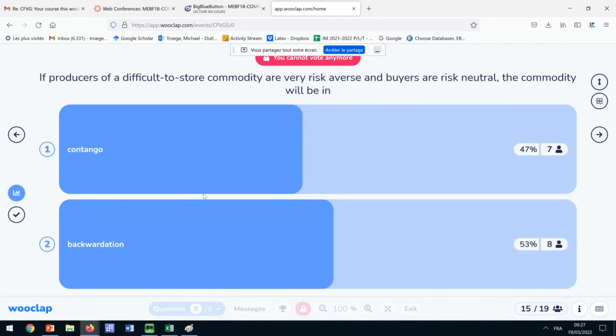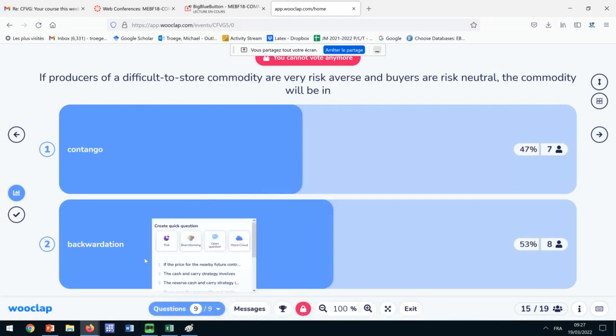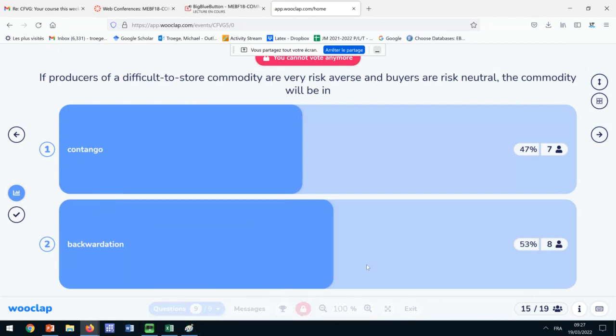So we have hedging pressure from the sellers, and that means that we will end up in backwardation. Because the sellers want to lock in prices, the sellers are selling a lot of future contracts, and that means that the price of the future contracts will go down. It can go down compared to the spot contract and compared to the expected price in the future.